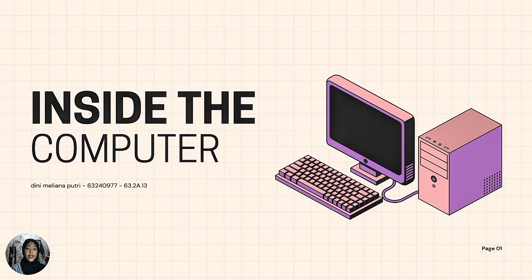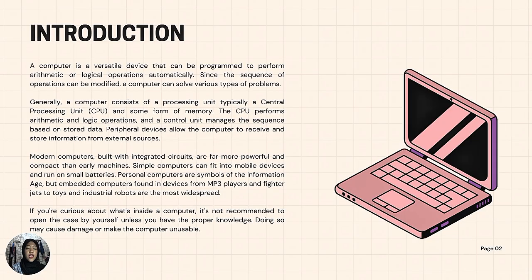The first topic is inside the computer. What is a computer? A computer is a smart machine that can do lots of tasks automatically. It uses the CPU to process things and memory to store data. It also connects to input and output devices, so we can use it easily.